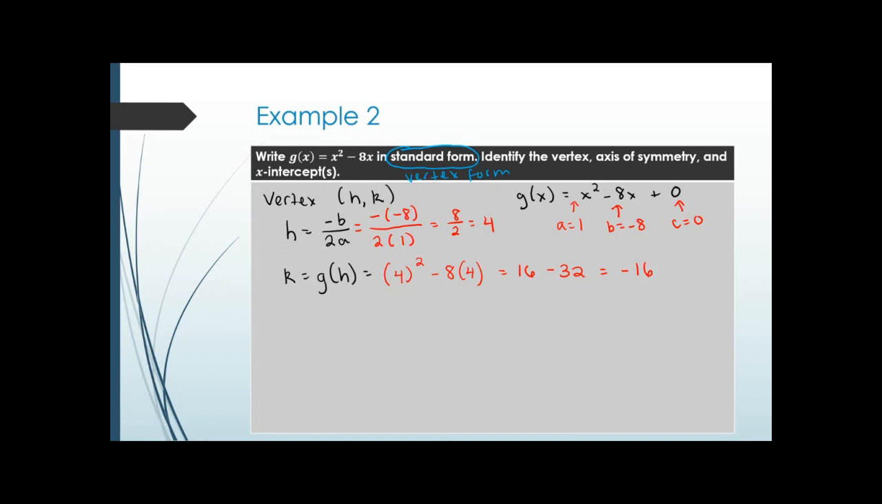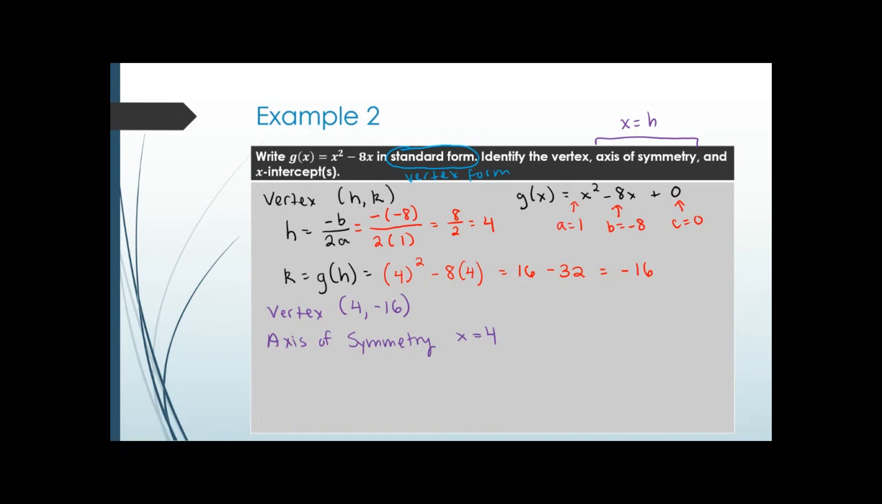So what we have found so far is that our vertex is an ordered pair, the h value 4, and then k is the y value. So the vertex is at 4, negative 16. The axis of symmetry is always x equals h. So once you find your h value, you also have the axis of symmetry. So that's going to be x equals 4.